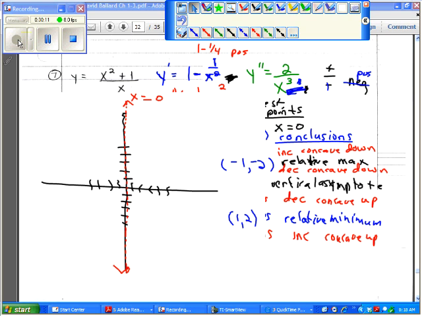What about a horizontal asymptote? There's not one. What about a slant asymptote? y equals x, which goes through the origin, right? Parent function of the line. Bisects quadrants 1 and 3.